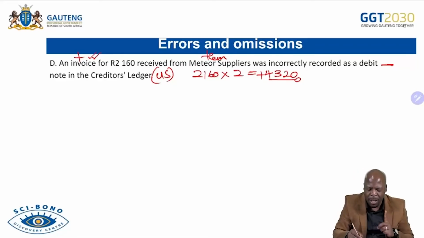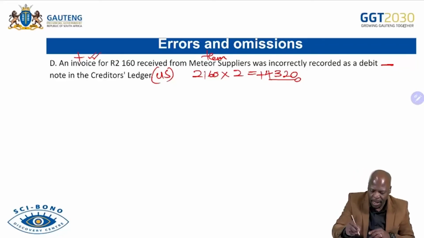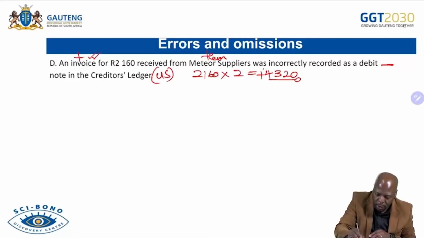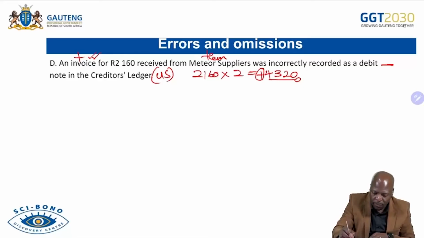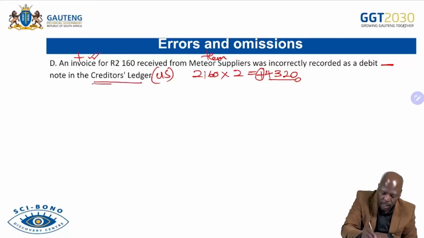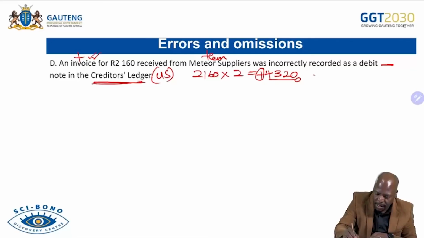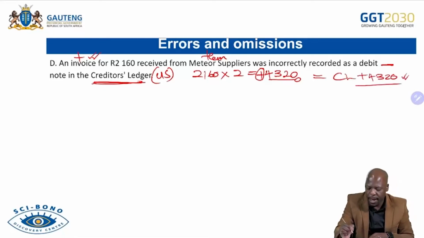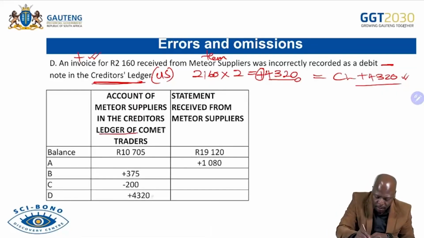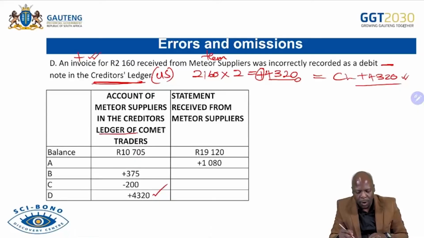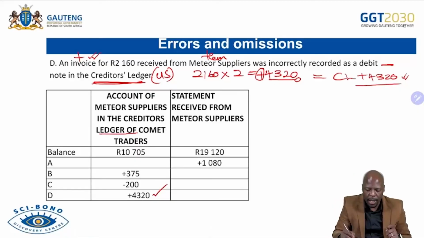Remember, guys, in the exam, follow the instructions of the examiner. If they want you to show the signs, it is important that you show the plus 4,320. Where are we adding it? Remember, it was incorrect in the creditors ledger. So that means I'm coming to my creditors ledger. I'm going to add 4,320, as simple as that. So I'm going to come here in my ledger. I'm adding 4,320. This is because an invoice was recorded as a debit note.